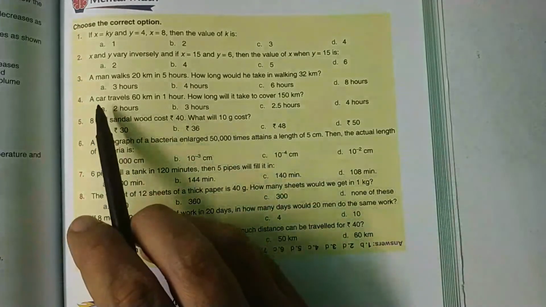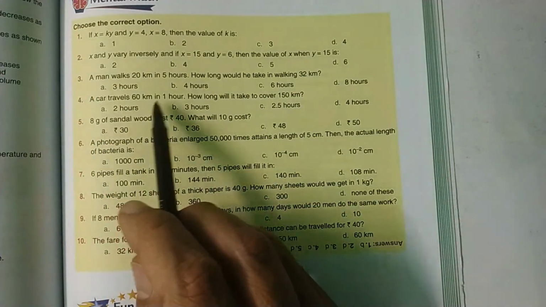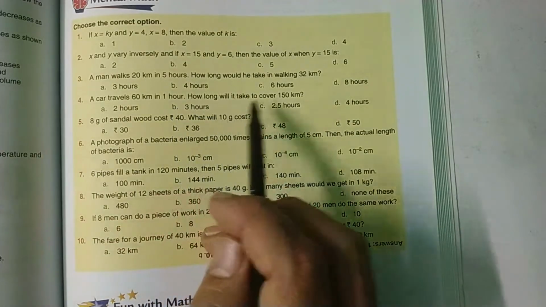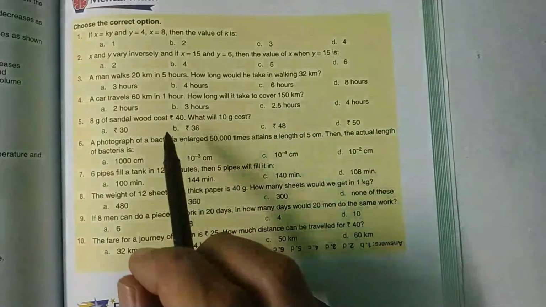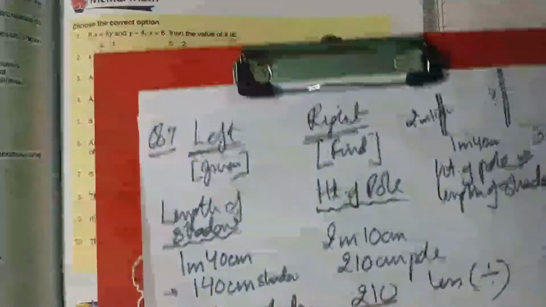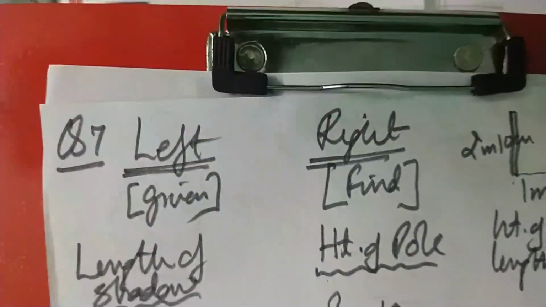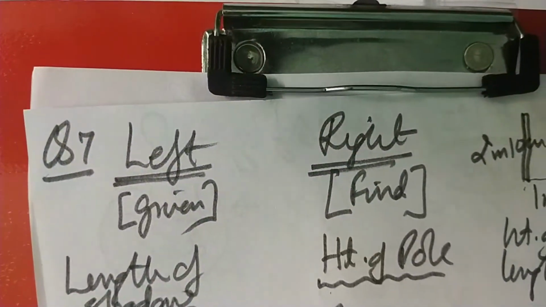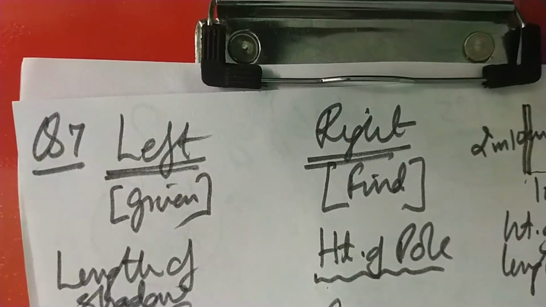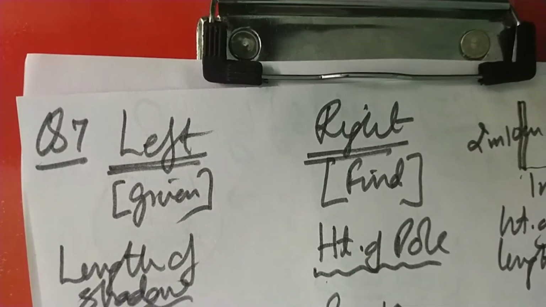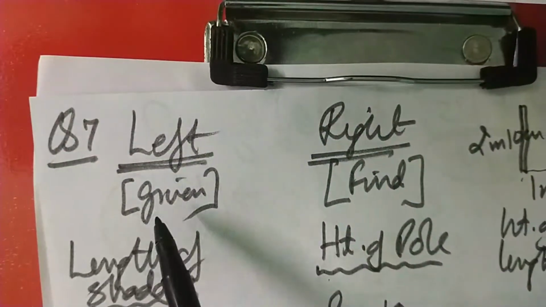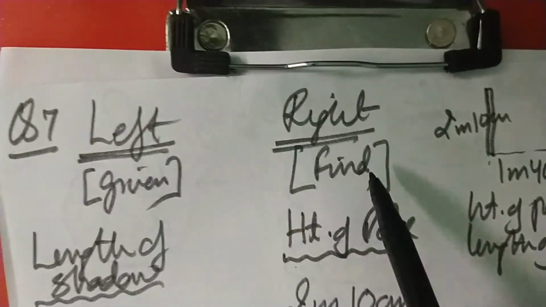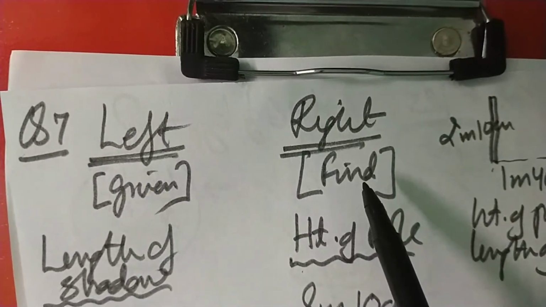Then this one also, a car travels 60 kilometer in 1 hour. How much time will it take to cover 150 kilometer? So keep the concept of the left and right. What is to be written on the left side and what is written on the right side, that you have to keep clear. So whatever is given in the question, you will keep it on left side. Whatever is to be found, you will keep it on right side.